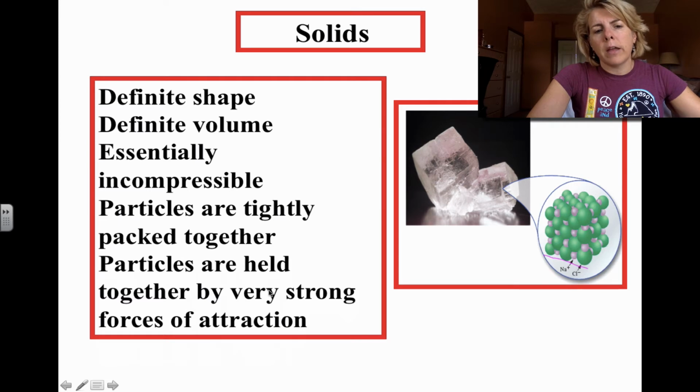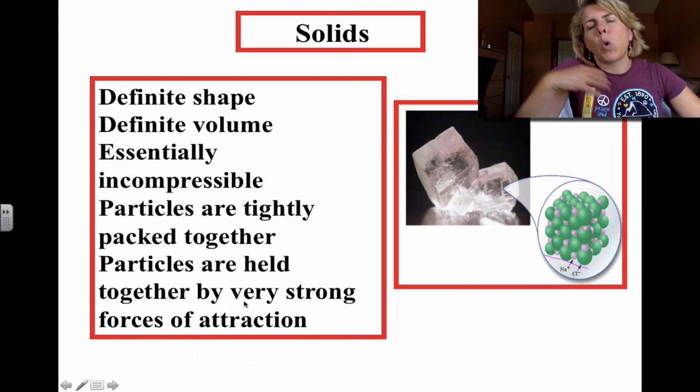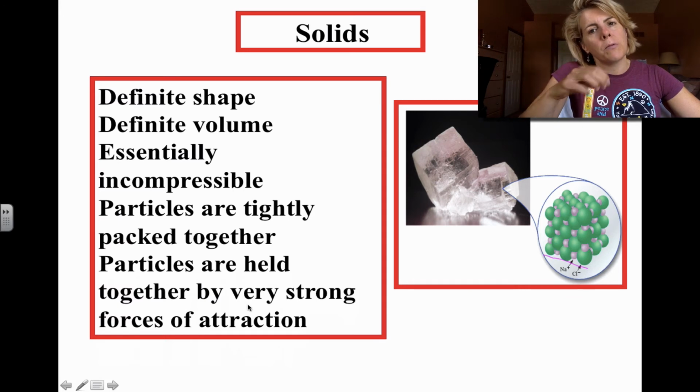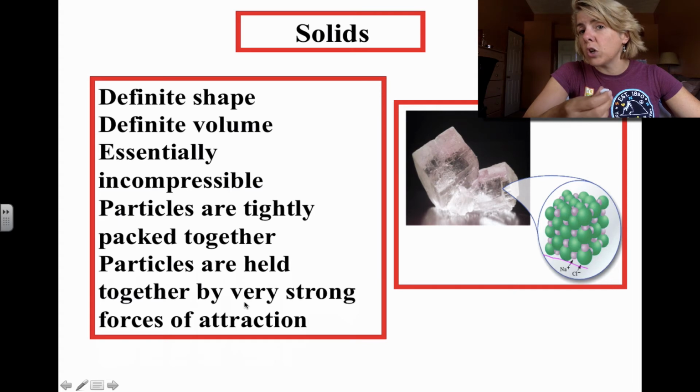Now, with solids, they have a very strong attraction, and eventually we'll start talking about that attraction. In order to get them to go into another phase, we have to overcome that force of attraction. That's why some solids will melt faster than others, because the attraction is weaker if they melt quicker.